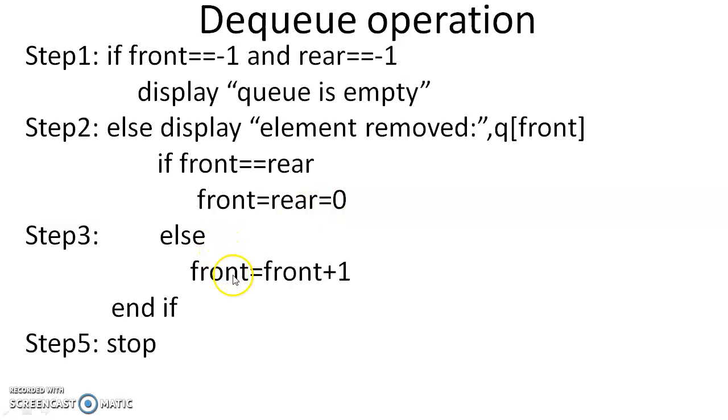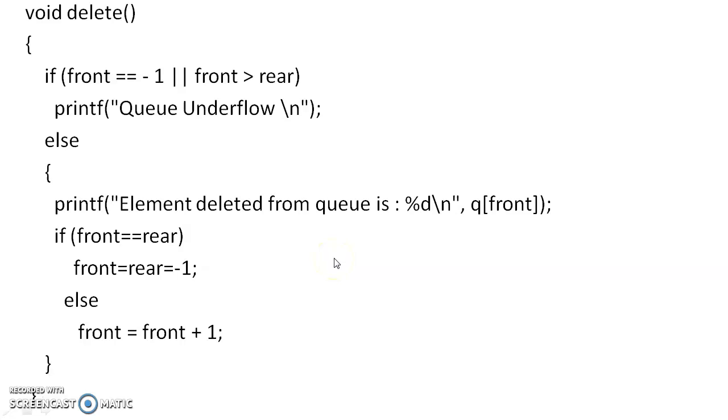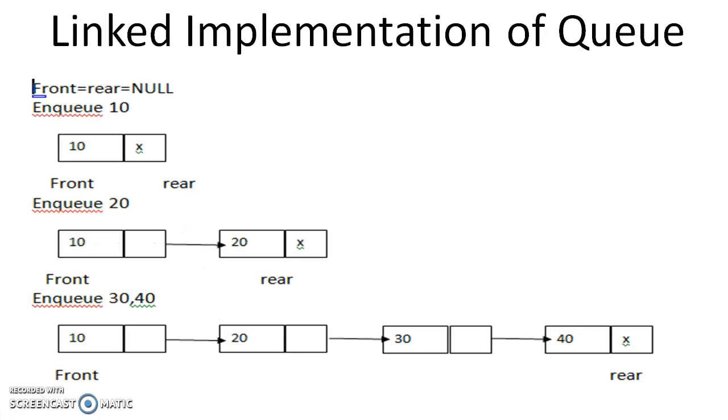In all other cases, you make front equal to front plus 1. See here, if the front equal to minus 1 or front is greater than rear, the queue is underflow. No element is present in the queue. Otherwise, if the front is equivalent to rear, front equal to rear equal to minus 1. In all other cases, the front is made front plus 1. This is the way in which the array implementation is made.